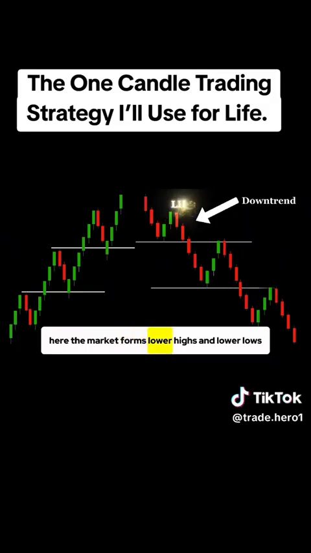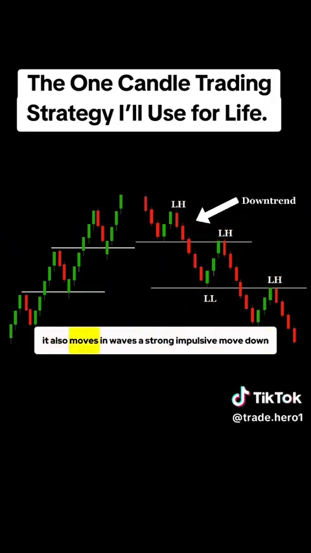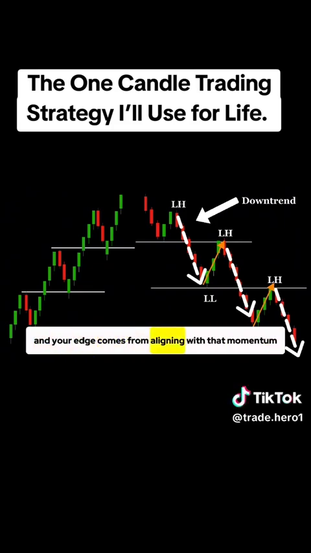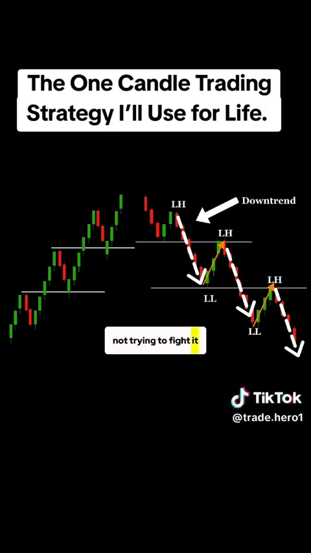The second structure is the downtrend. Here, the market forms lower highs and lower lows. It also moves in waves, a strong impulsive move down, followed by a short retracement up. Just like in the uptrend, smart money is in control, but this time they're selling into the rallies. This tells you the market is bearish, and your edge comes from aligning with that momentum, not trying to fight it.